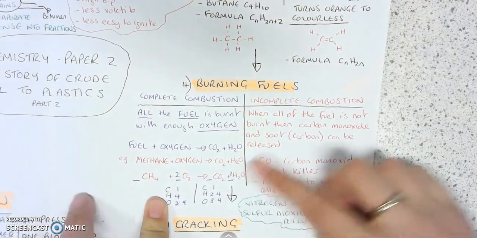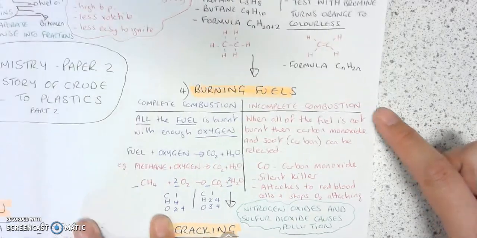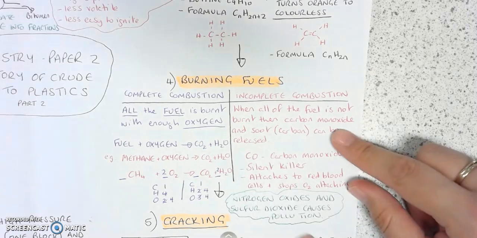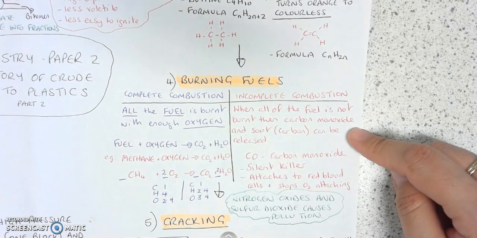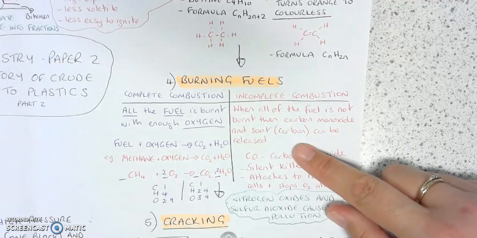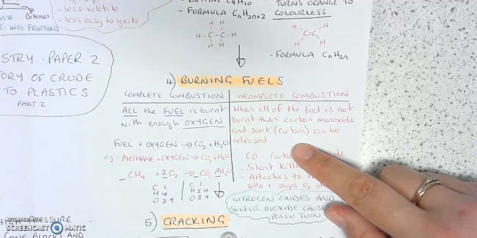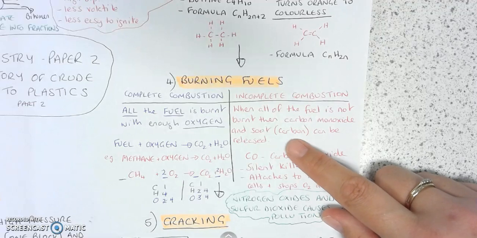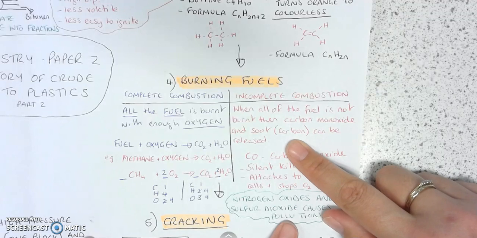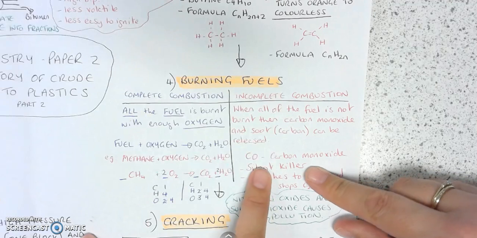If though we're talking about incomplete combustion, this is when not all of the fuel is burnt. And the problem you've got then is you make carbon monoxide and soot. Soot is, if you put a beaker onto a Bunsen burner and you just leave it on the orange flame, you will notice on the bottom of the beaker it just looks like black powder. Well, that's the soot, because the orange flame is incomplete combustion. You are not burning all of the fuel, and that soot is evidence of it. But the biggest problem you've got is the carbon monoxide.